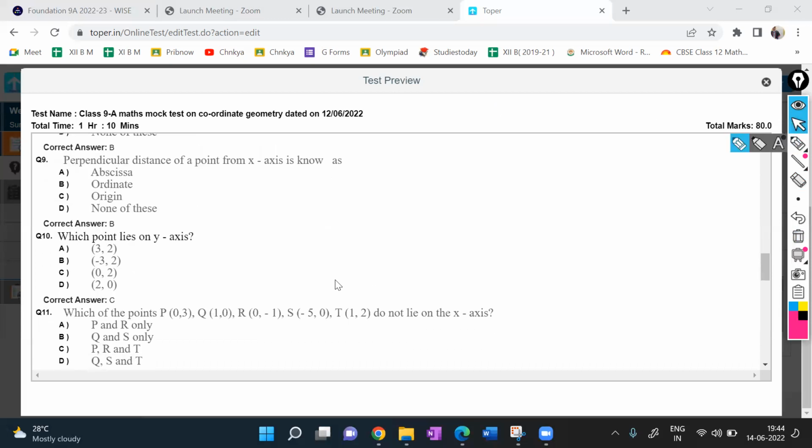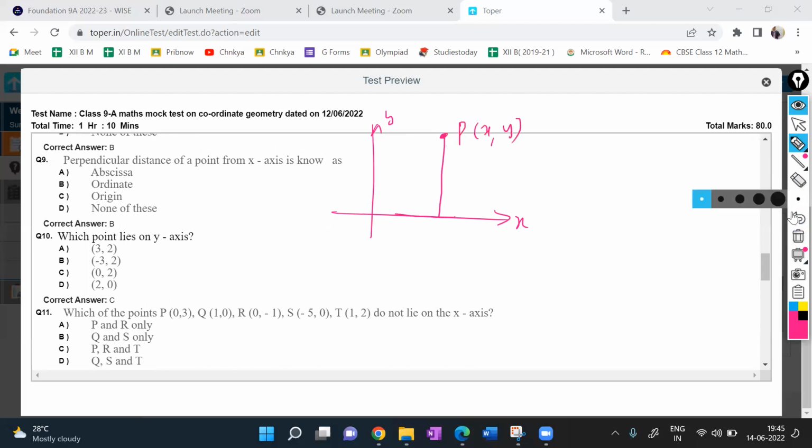Perpendicular distance of a point from the x-axis is known as what? Look at it, perpendicular distance. This is the x-axis. This is my perpendicular distance from some point, let's say the point x comma y. Do you know what perpendicular distance is, beta? If two lines are making 90 degrees, that is perpendicular. This is how we draw the perpendicular distance.